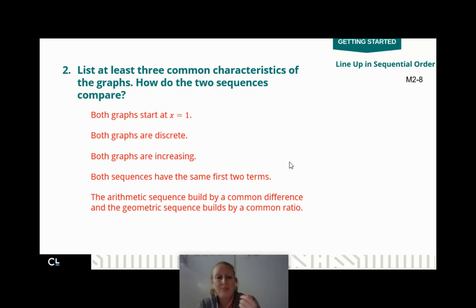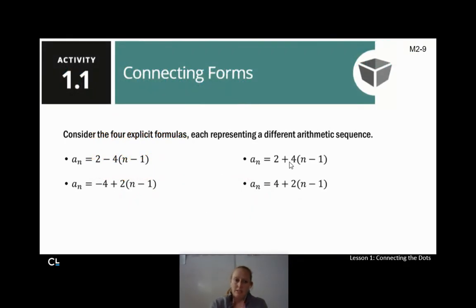We know this. So with this in mind, now that we've graphed one of these, I have 4 explicit formulas for you over on page M2-9, each representing a different arithmetic sequence. You can see we have different first terms, we have different common ratios. So with this, here's what I'd like you to do.